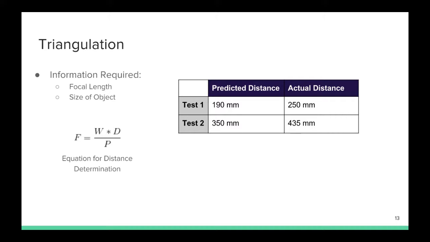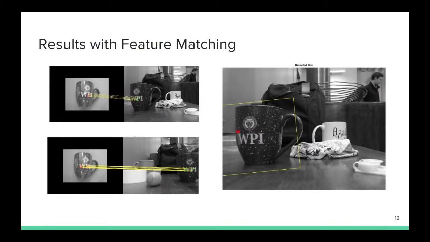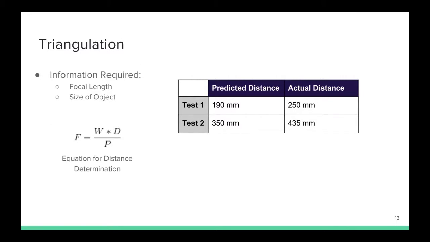As we can see, both test cases were a little low compared to the actual distance, and part of the reason for that could be our P being too big. As we saw earlier, our area was really big, so the width of the mug in pixels would be much larger, and since P is much larger, D would have to decrease. And that could explain why the predicted distance was lower than the actual distance.